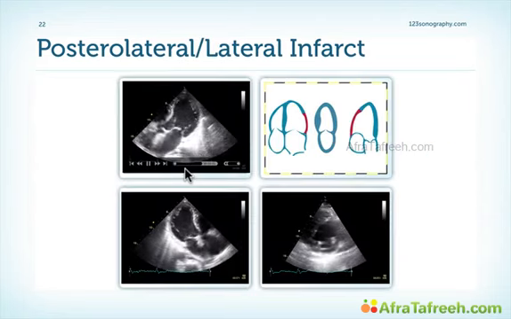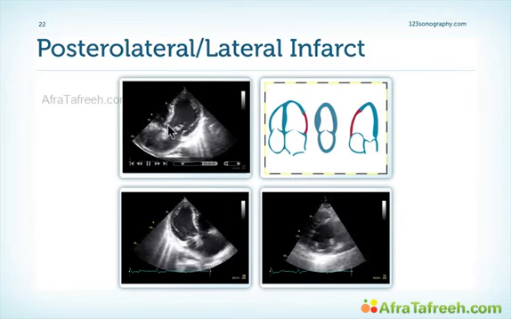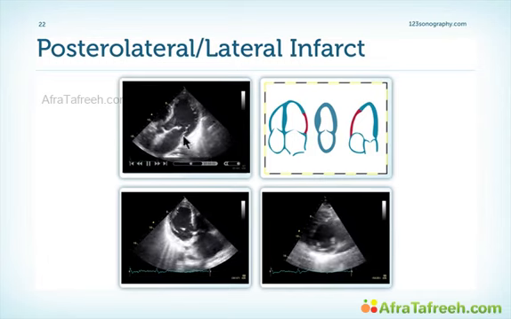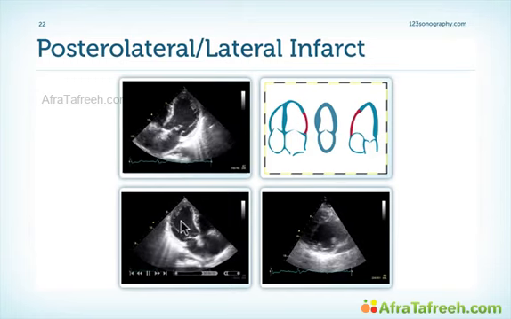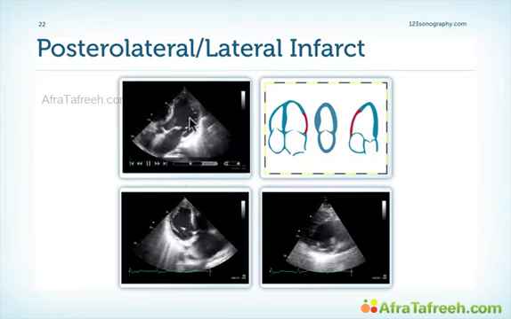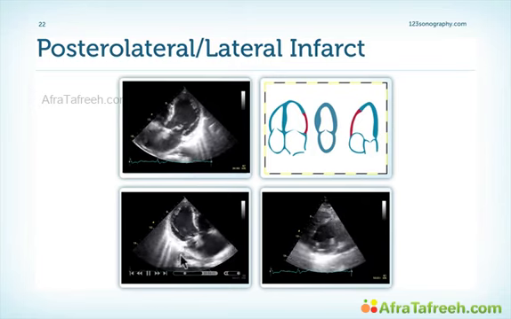To really get a good view of the lateral wall, you have to rotate the transducer clockwise from the four-chamber view and maybe angulate the transducer a bit so you get a better appreciation of the lateral wall here, how it extends into the posterolateral wall. And you see clearly a very thin echogenic and akinetic wall, basal and mid. So this is lateral, and this is the posterolateral extension of this infarct, again, akinetic, echogenic.